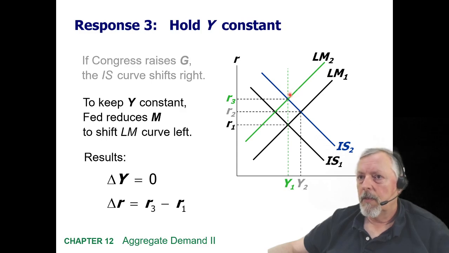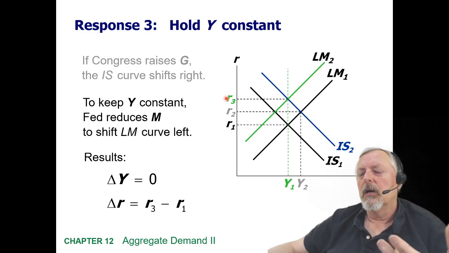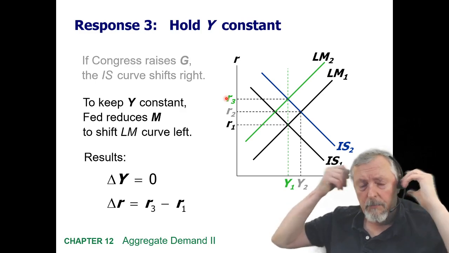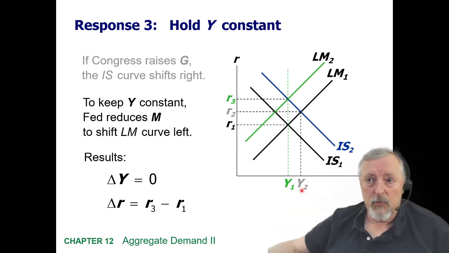We'd be at this equilibrium. That would cause the interest rate to go up even more, from R2 to R3. A higher interest rate means more savings or lower spending, which causes the economy to contract. And also higher interest rates would cause a reduction in investment spending. Both of them would make the economy shrink from Y2 back to Y1.